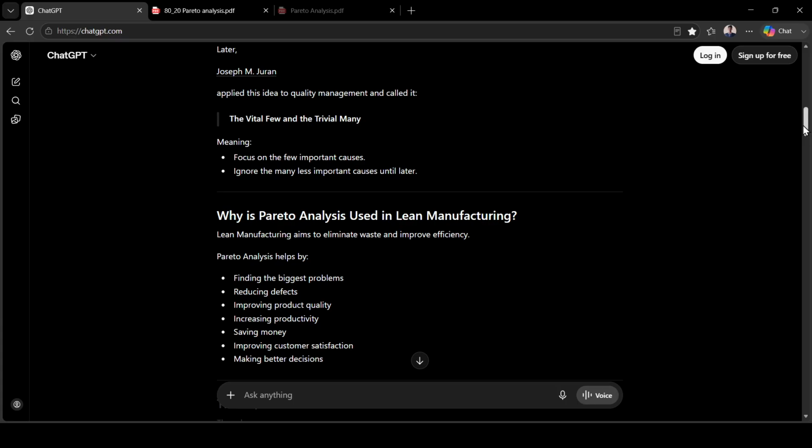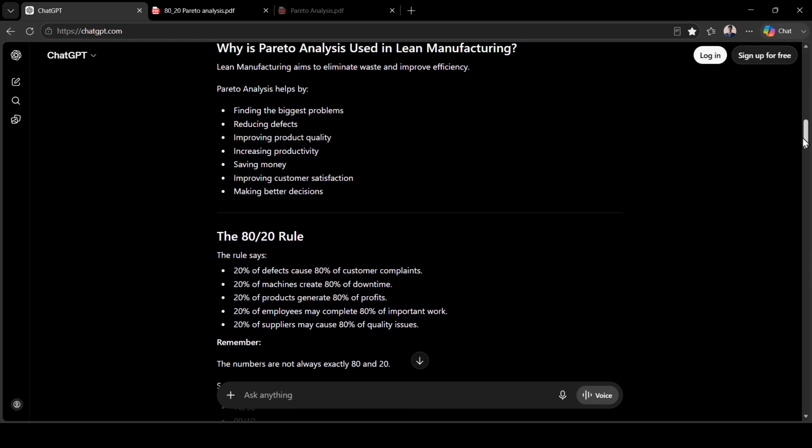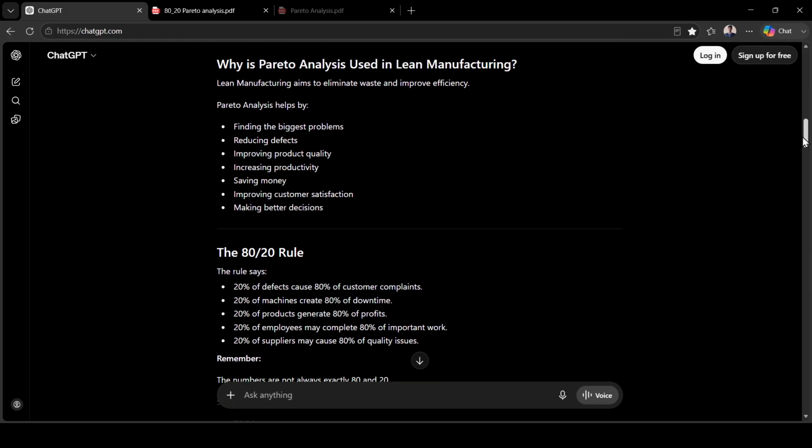So why is Pareto analysis used in lean manufacturing? Lean manufacturing aims to eliminate waste and improve efficiency. Pareto analysis helps by finding the biggest problem, reducing defects, improving product quality, increasing productivity, saving money, improving customer satisfaction, and making better decisions.